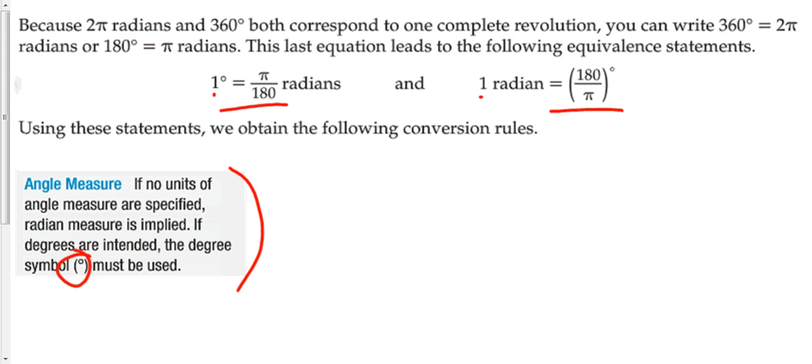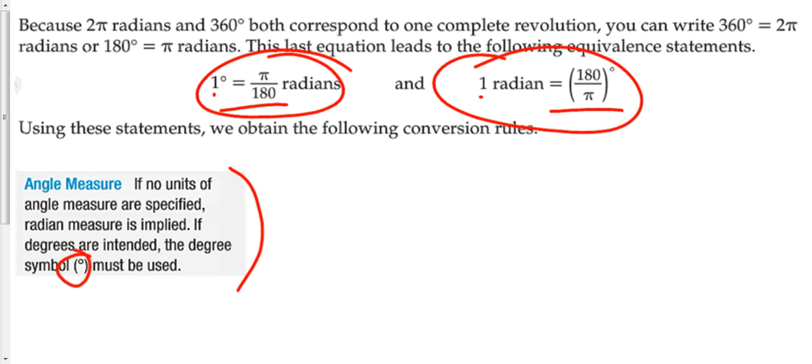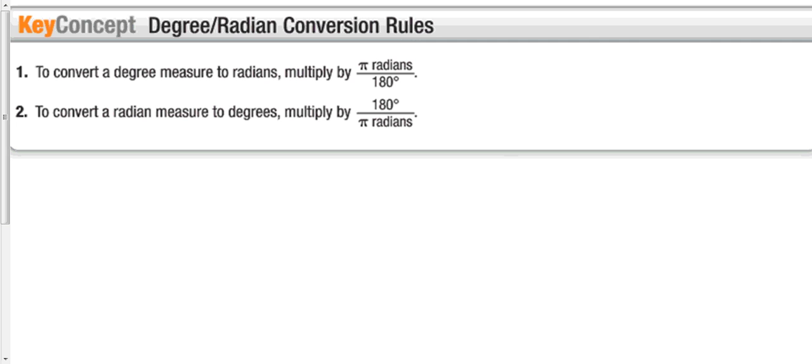From these two conversions, we can get our two formulas. To convert a degree measure to radians, multiply by pi radians over 180. To change radians to degrees, multiply by 180 over pi. The way I like to remember this is if I want something in radians, I'm going to want pi in it, so pi is on the top. If I want something in degrees, I'm going to start with something with pi, which means I want to cancel it out. That's why it's on the bottom.